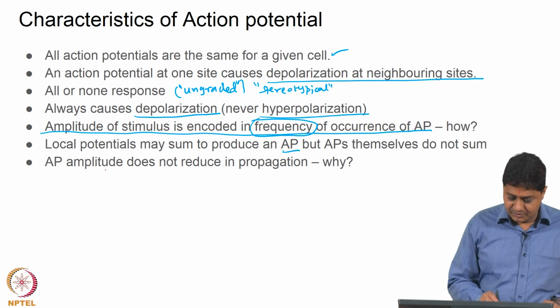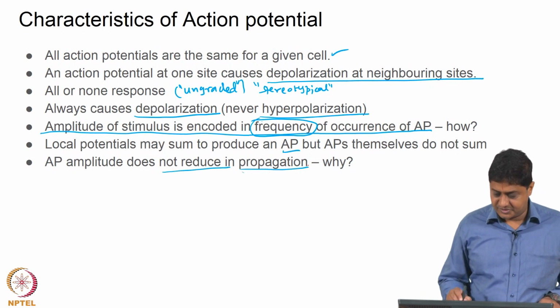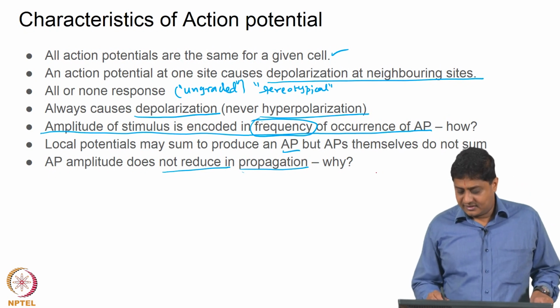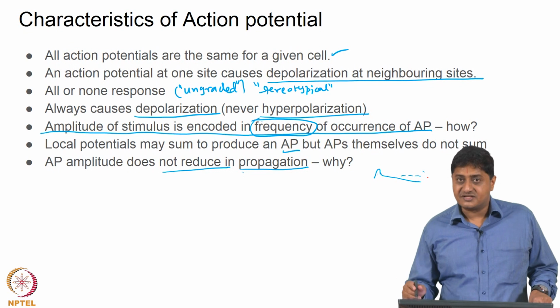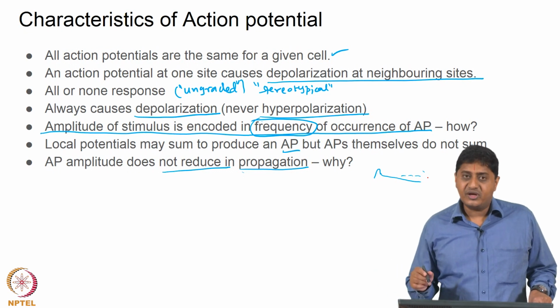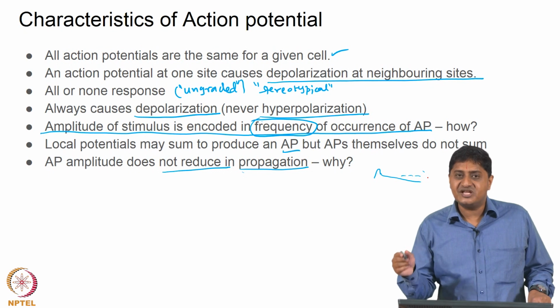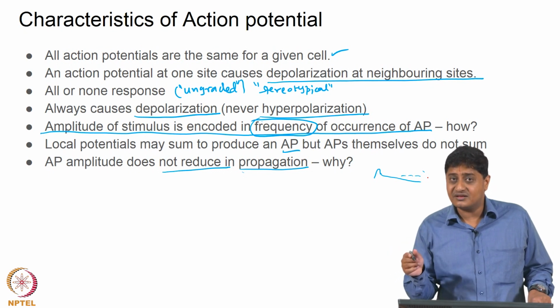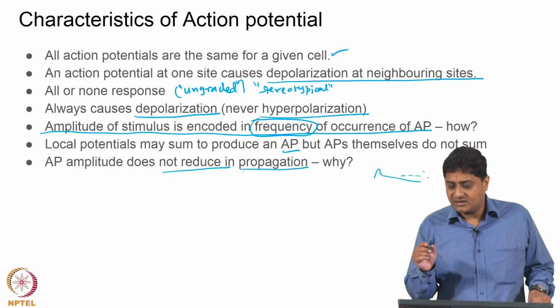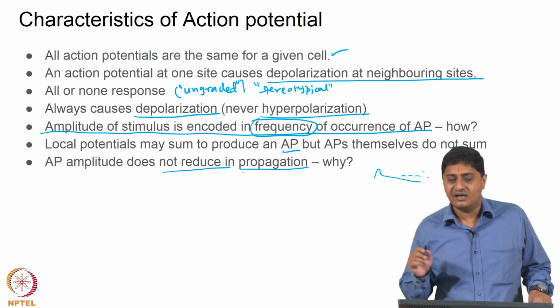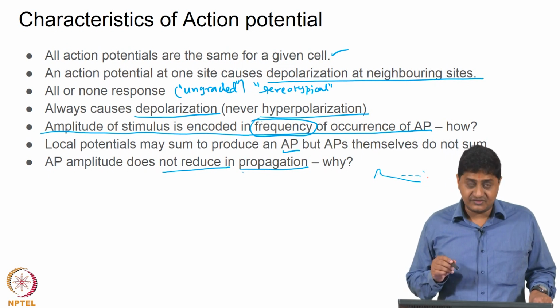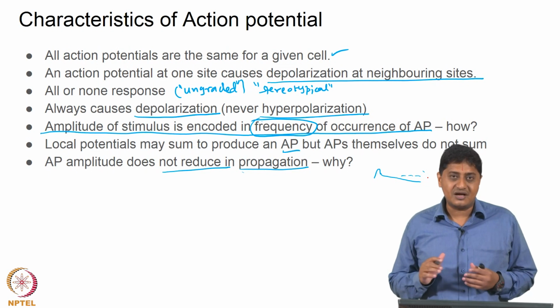And action potential amplitude does not reduce during propagation. Importantly, graded potentials start at one point and in the neighboring sites its amplitude slowly reduces. Action potential amplitude does not reduce as it propagates. The reason is because you have strategically placed voltage gated sodium channels on the membrane such that action potential at one voltage gated sodium channel will cause an action potential in the neighboring voltage gated sodium channel. Because of this reason the amplitude of the action potential does not reduce.